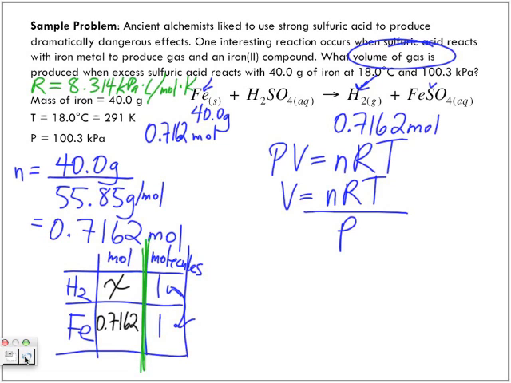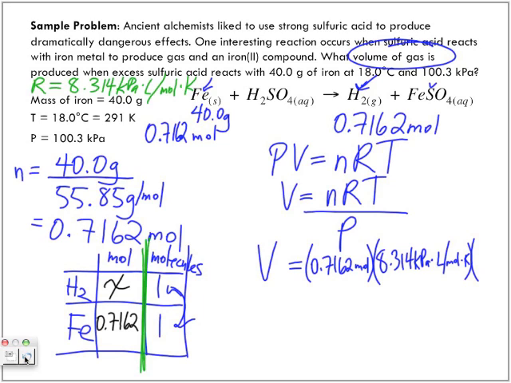So what we're going to do now is substitute into this equation. So V is equal to our n, which is 0.7162 moles. I like to include extra significant digits and then round off at the very end. My R value, 8.314 kilopascals liters per mole Kelvin, multiplied by our temperature in Kelvin, which is 291 Kelvin, all divided by the pressure, which is 100.3 kilopascals.